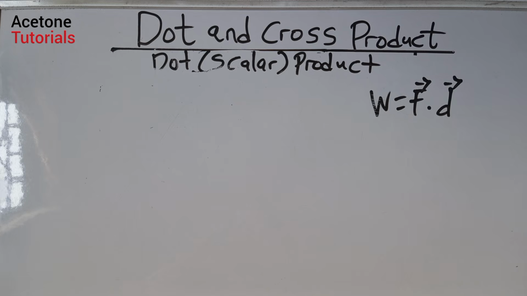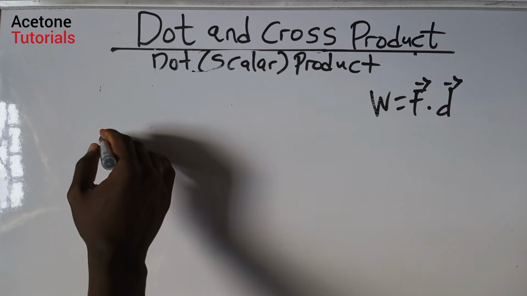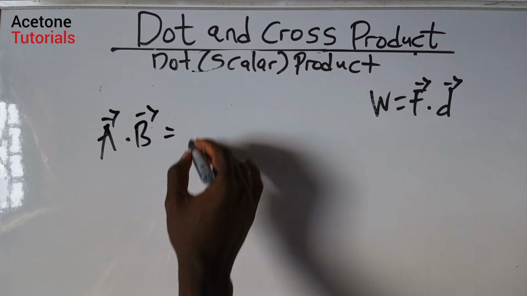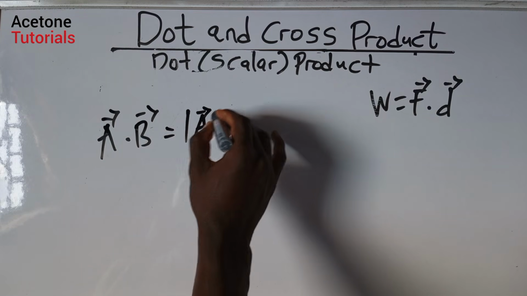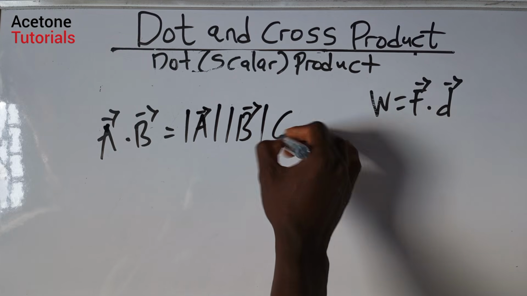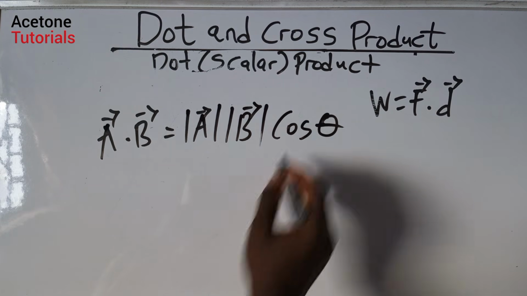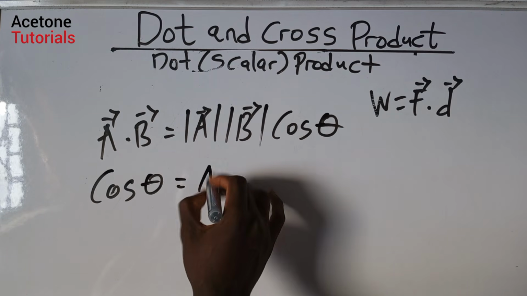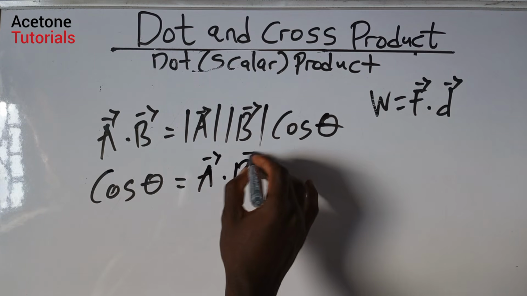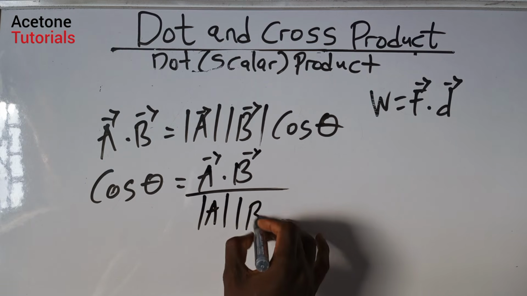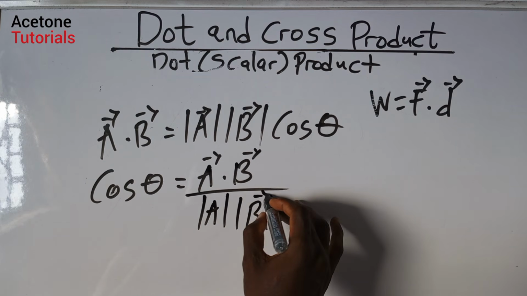So we can use the dot product to find the angle between two vectors. We know that A dot B is equal to the magnitude of A multiplied by the magnitude of B multiplied by cos theta. So cos theta is equal to A dot B over the magnitude of A times the magnitude of B.